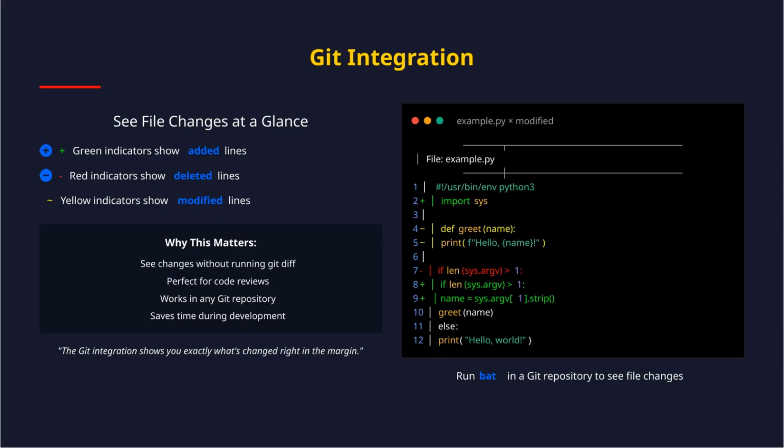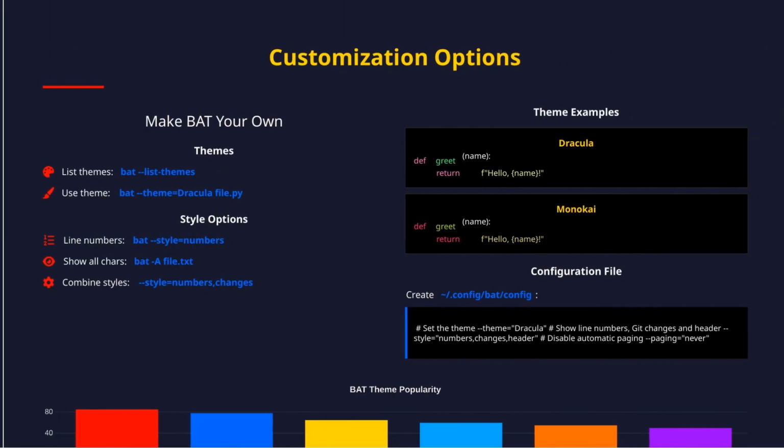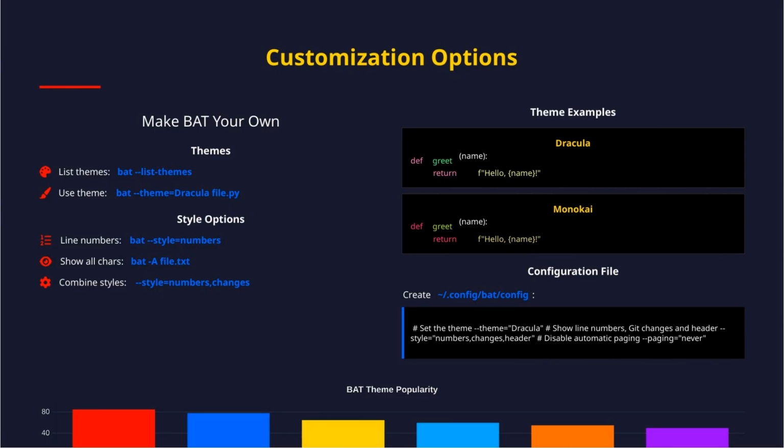This is huge for development workflow, you know? Instead of running git diff and then cat to see the file content, you can just run bat and see everything at once. It's like having a mini code review tool right in your terminal. You can quickly scan a file and immediately see what's changed since your last commit. And the best part? It works with any Git repository. No setup required, no configuration needed. It just works.